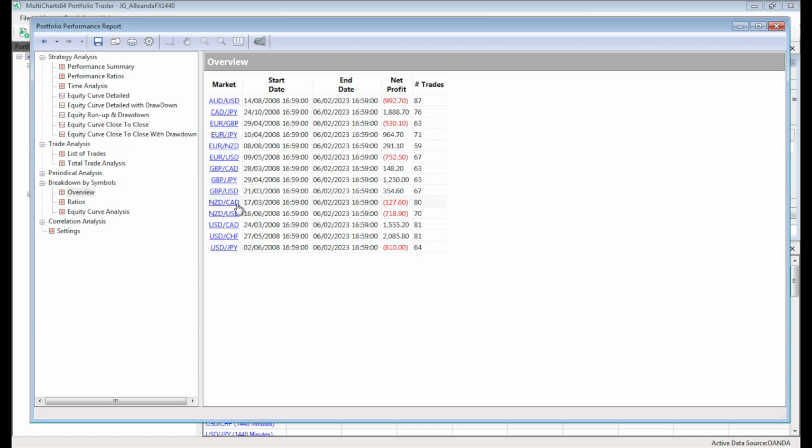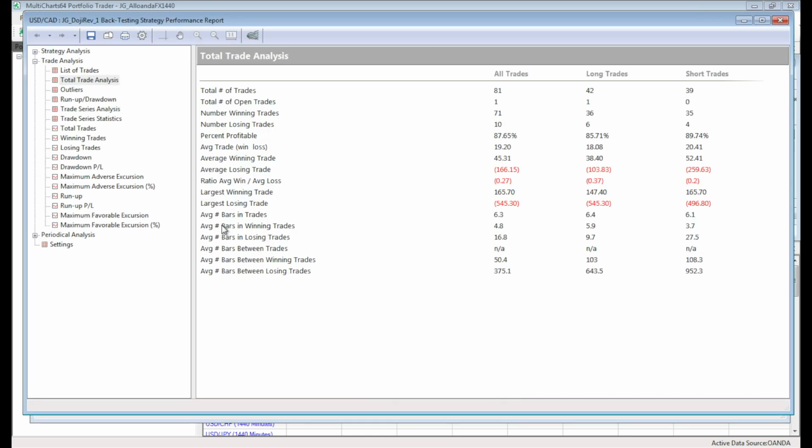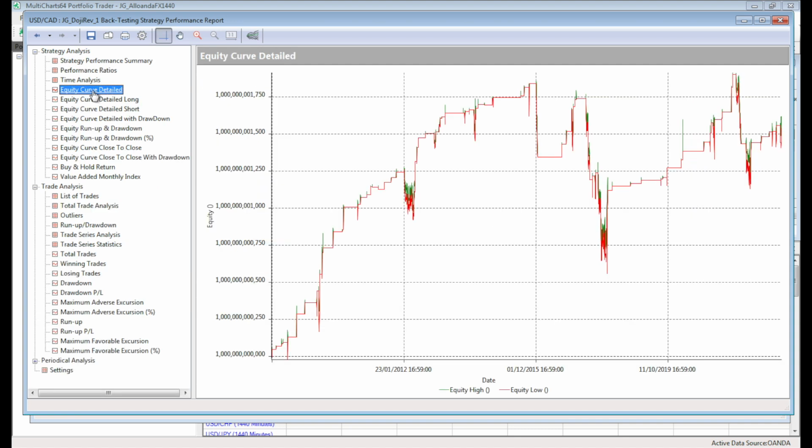New Zealand dollar, Canadian dollar, not profitable. New Zealand dollar, US dollar, not profitable. US dollar, Canadian dollar is profitable. 87% profitable. Average trade of 19 pips, that's pretty good. The equity curve is not great. It was pretty good, wasn't it, up until end of 2015-ish, but then hasn't really been looking very good.